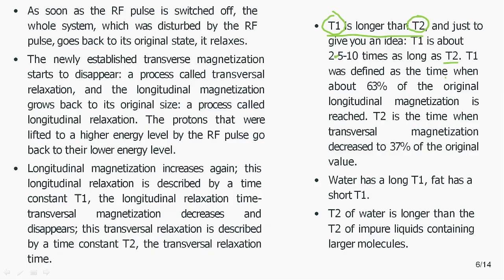So, T1 is defined as the time when about 63% of the original longitudinal magnetization is reached, and T2 is the time when the transversal magnetization decreases to 37% of the original value. So, you have this curve. So, we call that time T1 for 63%, and 37% for this T2. Water has a longer T1 than fat, and T2 of water is longer than T2 of impure liquid containing larger molecules.